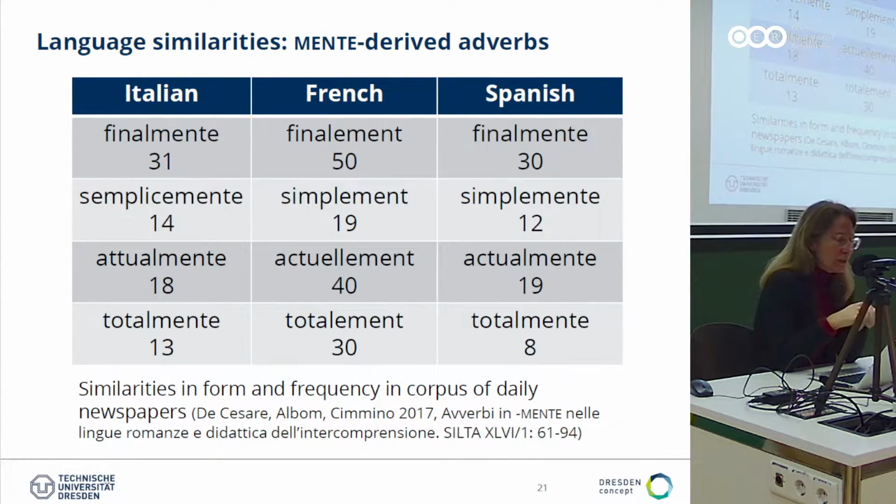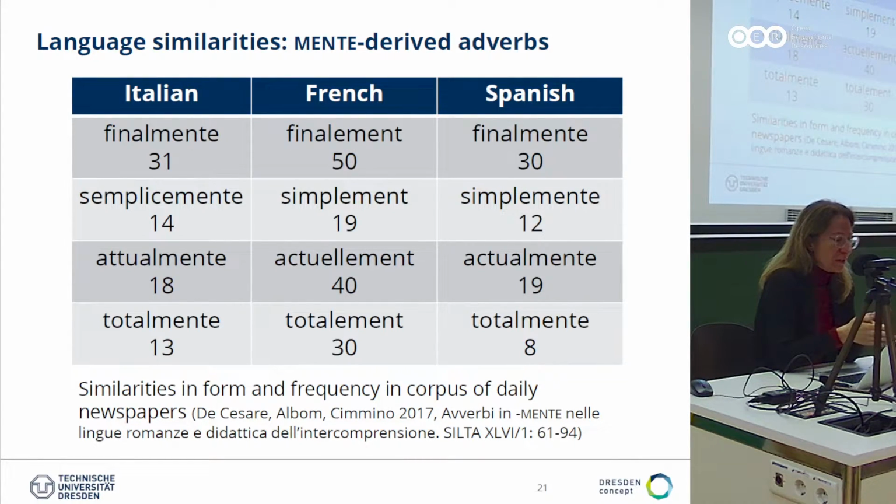And what you can do with this is search all the adverbs ending with this suffix in these three Romance languages. And you can search for every form that is similar or even identical. What you can also do is search the frequency of these different forms, so that you find the same form and the same frequency, and you identify elements that are easy, or more than easy, that you should already know in a sense.